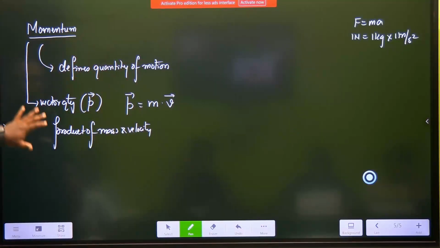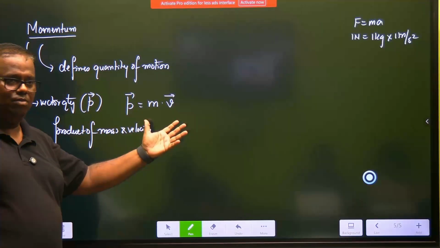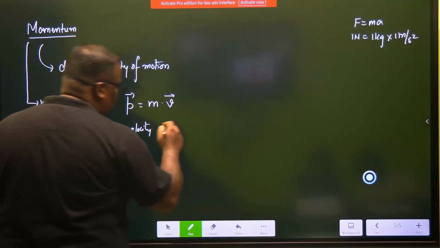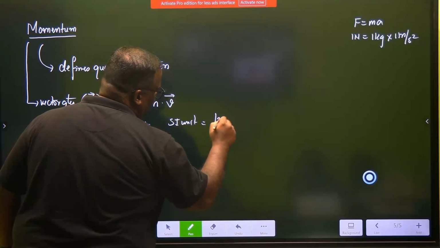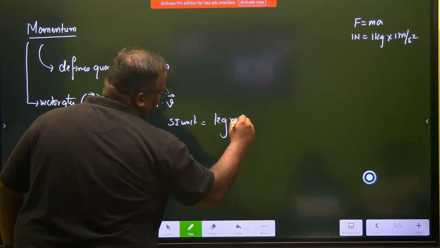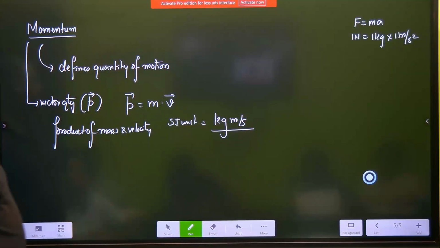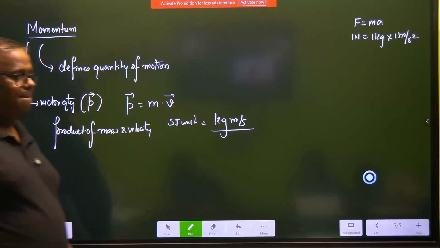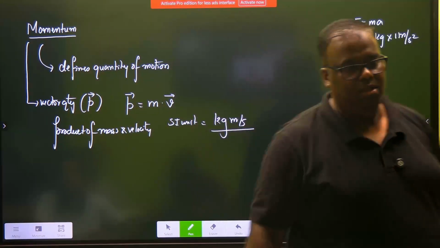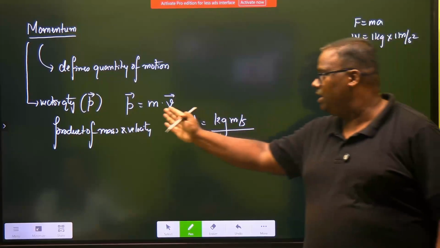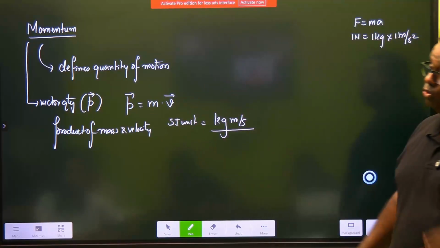So momentum is a vector quantity given by the product of mass and velocity. Let's see what should be the SI unit of momentum. You can also find out: mass is in kg, velocity is in meter per second. So kg meter per second is said to be the SI unit of momentum. समझ में आया? kg यहाँ से आया, meter per second. बहुत कुछ सीखा आज आपने.